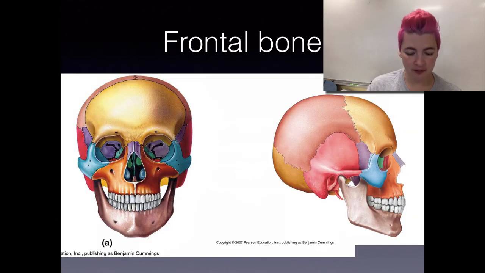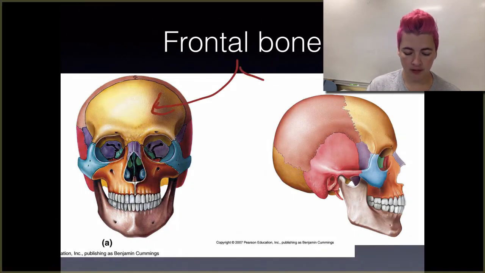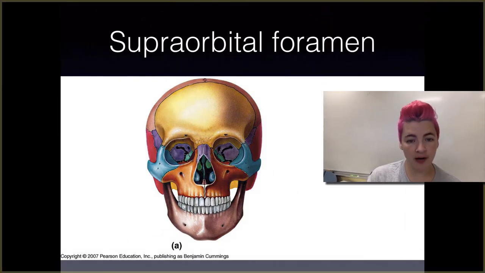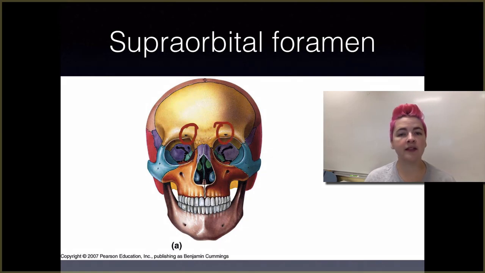First bone we're going to look at is the frontal bone. Frontal bone makes up your forehead. This yellow bone here and here is your frontal bone. On the frontal bone, one thing you do need to know is the supraorbital foramen. Just above the eye sockets here, there are 2 small holes. This is for passage of blood vessels and nerves to innervate the top of the forehead.